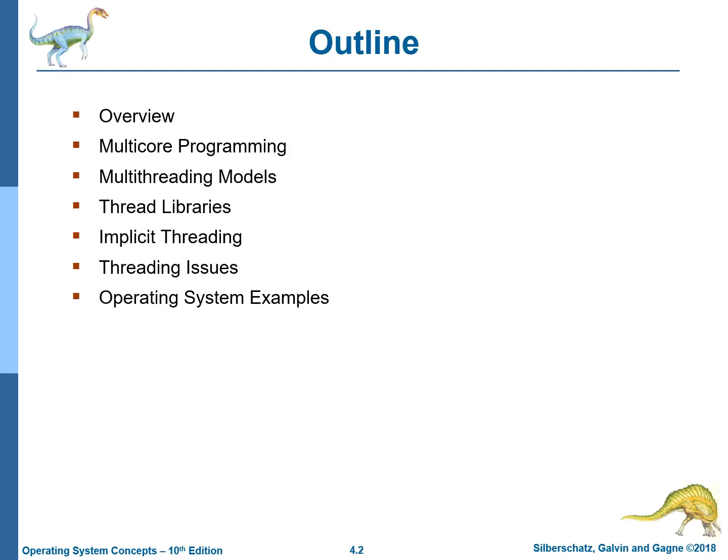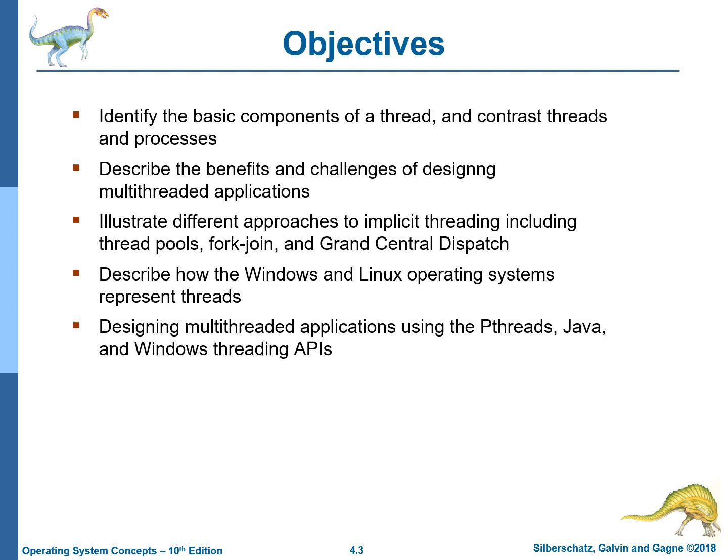So this chapter consists of an overview of what threads and concurrency are in multi-core programming, multi-threading models, thread libraries, implicit threading, and threading issues, and lastly, operating system examples. These are the objectives that we're trying to achieve today.